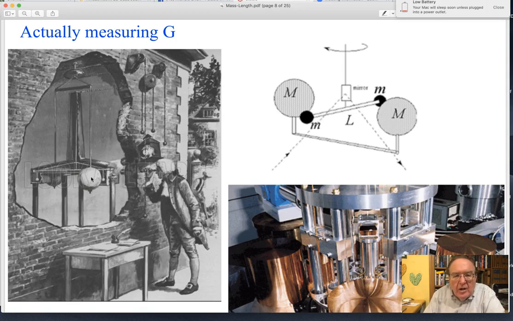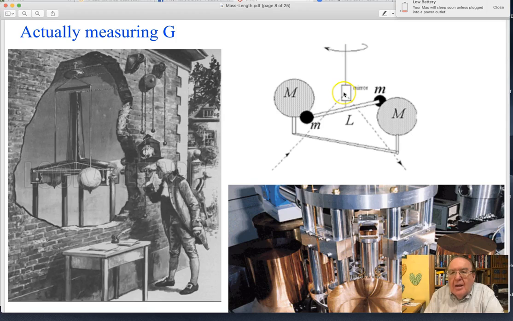And when it was very quiet and coaches were not galloping by on the street, things were quiet enough for him to measure a very, very small deflection. So what's in that drawing on the left is sort of shown on the right. There are 2 huge massive balls, capital M, and 2 small masses, little m, on a rod, and then they're held by a silk thread.